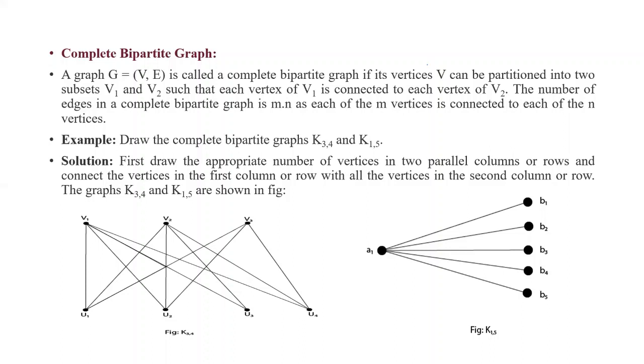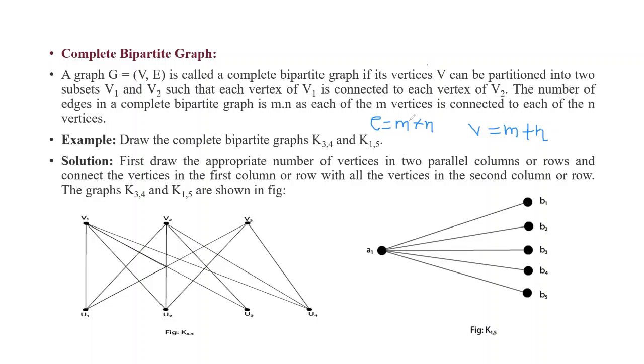So whatever subsets are created, V1 and V2, every vertex of V1 is connected to every vertex of V2. The number of edges in a complete bipartite graph is m into n, and the number of vertices is equal to m plus n.